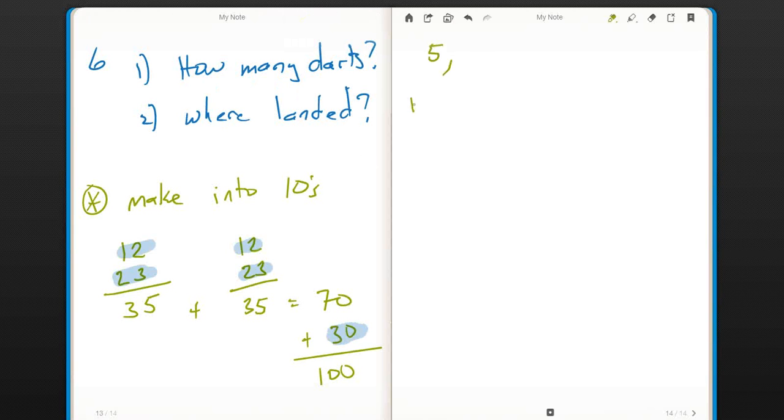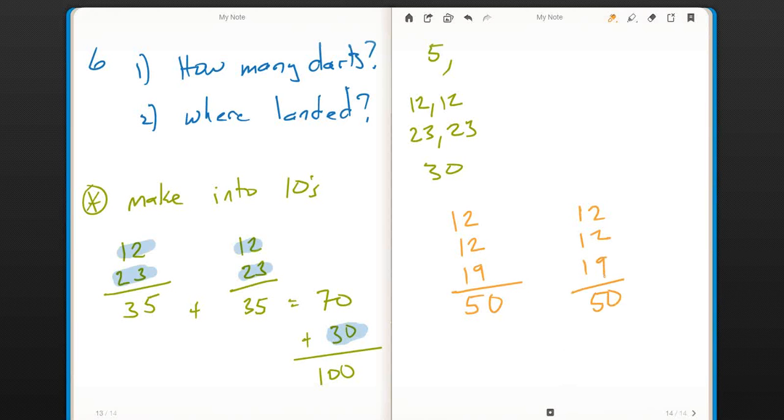And where did they land? I had 2 land on 12, 2 land on 23, and 1 land on 30. And that is an answer choice that works. However, I could also solve it by making tens if I used 12 and 12 and 19. Notice that 12 and 12 and 19 add up to be 50. Clearly, 2 50s is going to make a 100-point dart game. So in this case, I had to throw 6 darts, and I had to throw 4 12s and 2 19s.